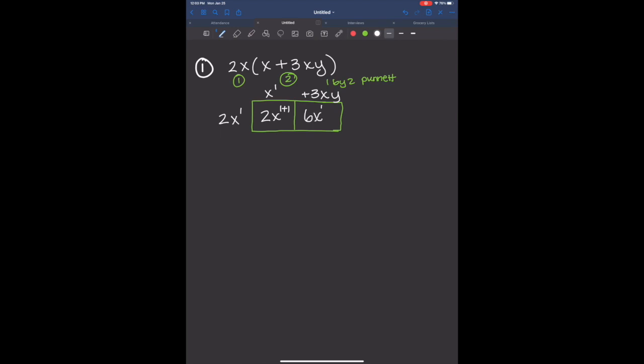2x times x equals 2x to the 1 plus 1 because we add exponents when we're multiplying. Same with the 6x squared y. That squared came from the 1 plus 1 with the exponents.